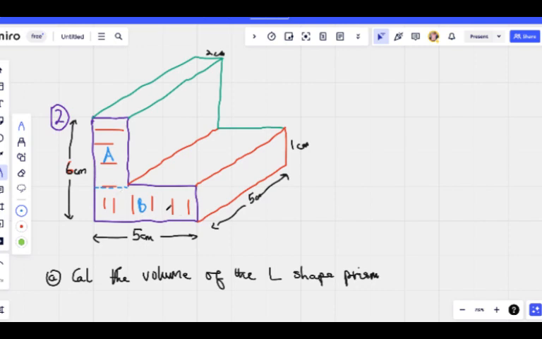After that, we multiply the area with the length, this long length. We multiply the area with the length. Once we do that, we'll get the volume of the L-shaped prism.